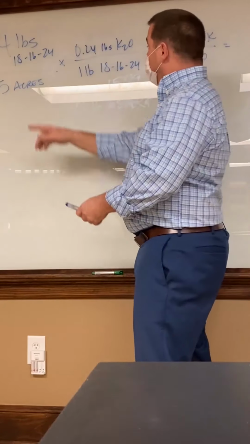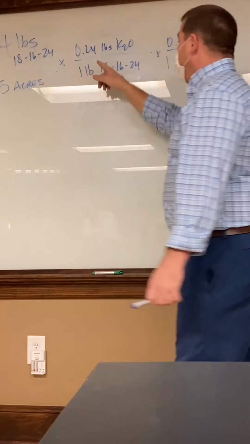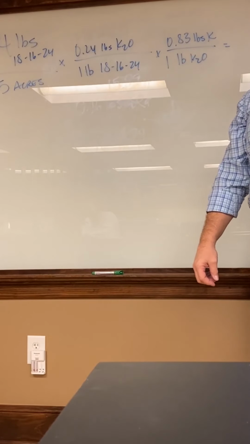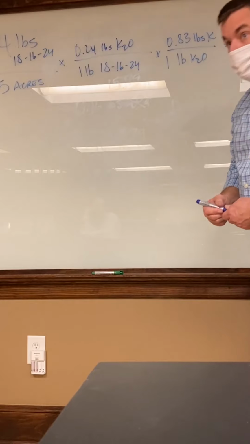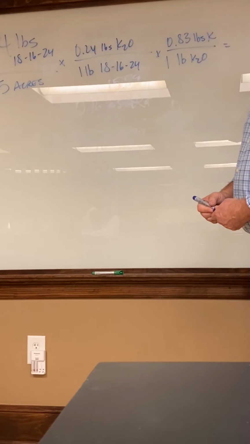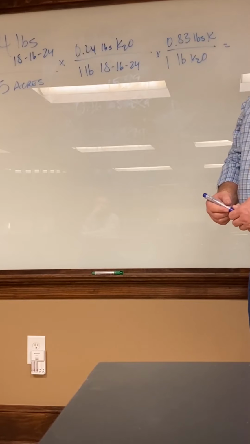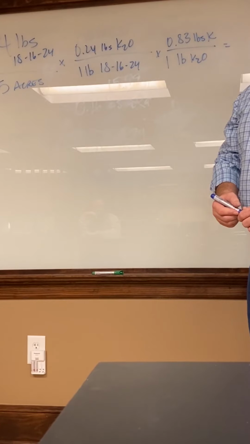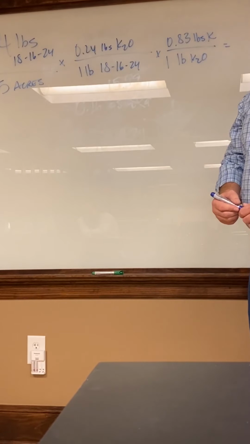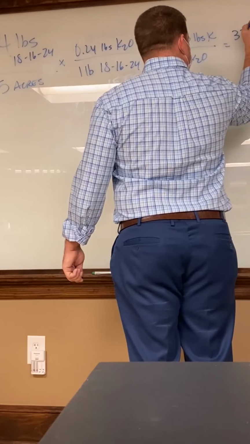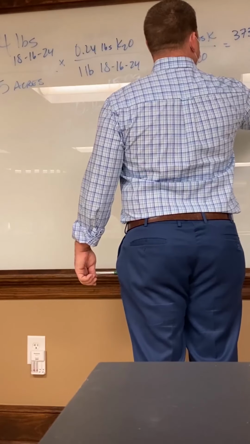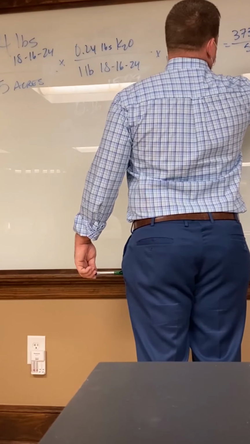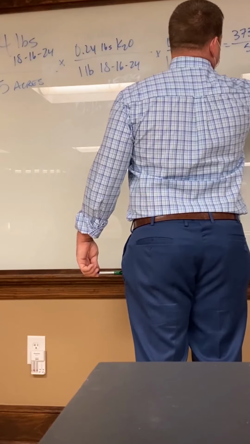someone with a calculator can do 1874 times 0.24 times 0.83. 3.73. What did you get? 3.73. Oh, I put a decimal. 373.08 pounds of K over 5 acres.